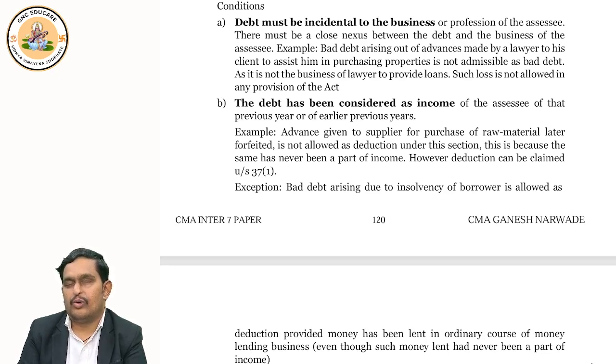The answer is no, because it should be treated as income first. And here, the advance we paid to the supplier is not shown as income. So that's why we cannot call it as bad debts under section 36. Of course, you can show it under section 37 as deduction. But here we cannot call it as bad debts if the supplier forfeited the advance. So what did we learn? Two points. First, the debt should be in the ordinary course of business. Right? Second point, it should have been treated as income in the previous year or earlier previous years.